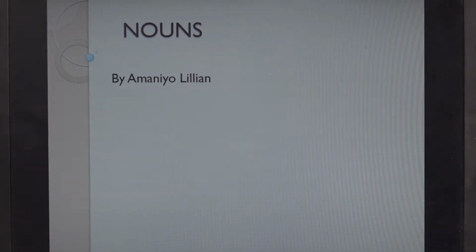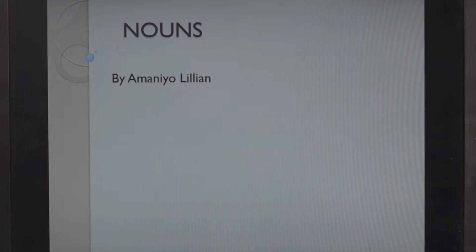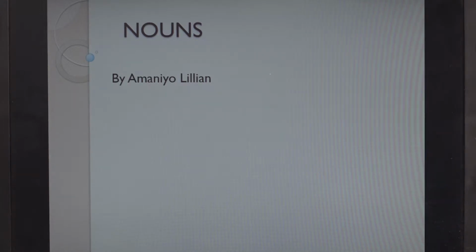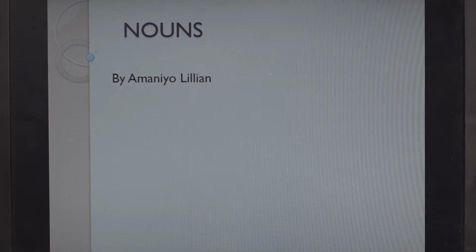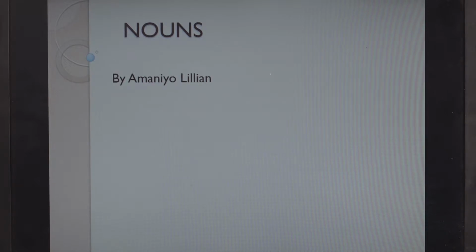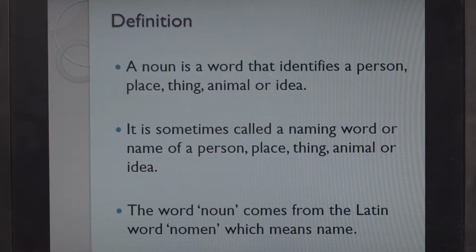I'm going to present a lesson on nouns. It will be particularly on the types of nouns. But first we'll look at the definition of what a noun is. This lesson is designed particularly for Senior 1 class. So we shall begin with the definition of nouns.